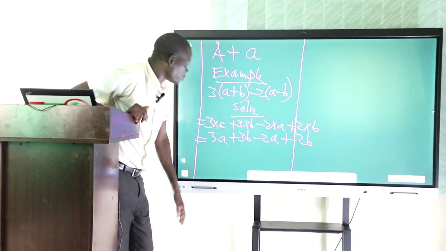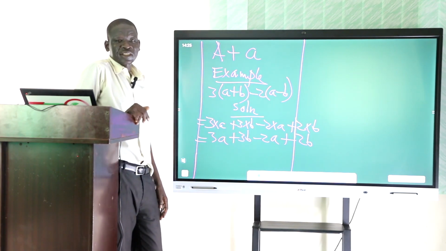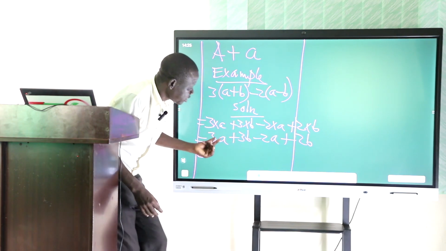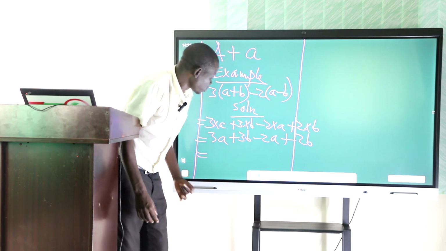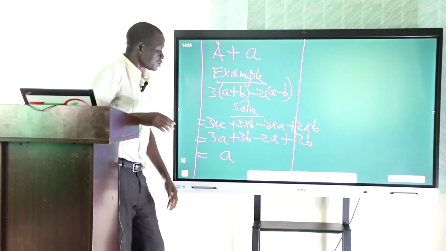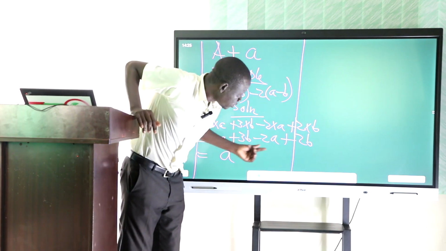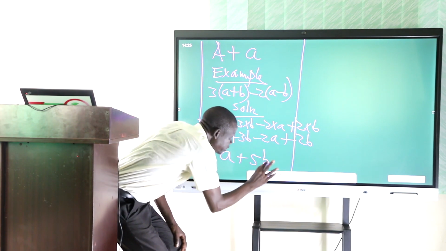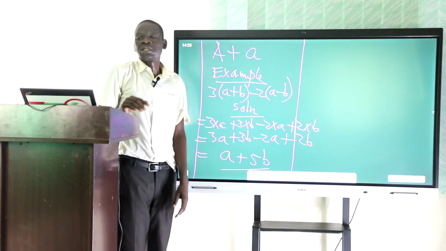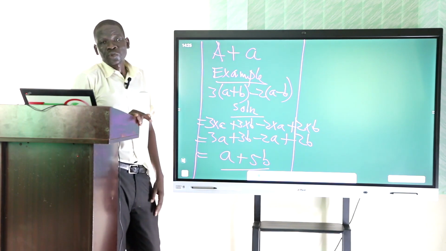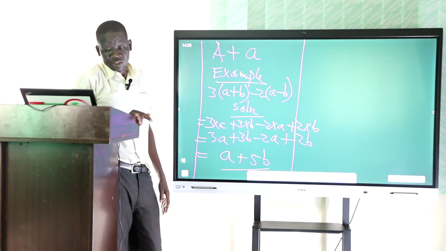After reaching this step, we can now collect like terms. In this case, 3a is similar to 2a. So 3a minus 2a, we get a. Then 3b plus 2b, you get 5b. And the final answer will be a plus 5b. From this step, we cannot continue to simplify it.